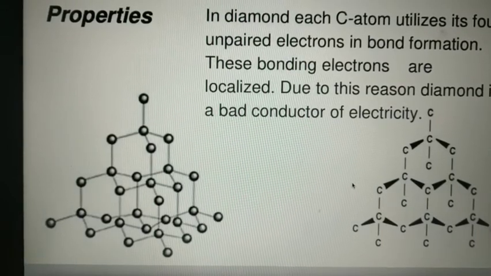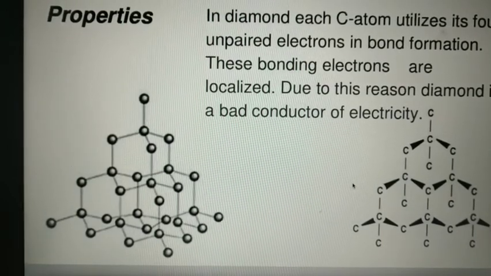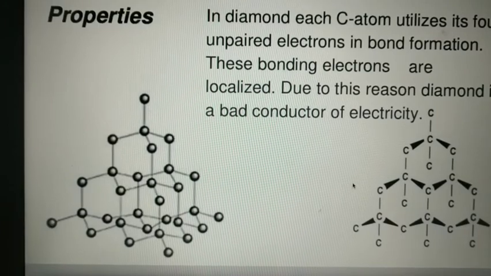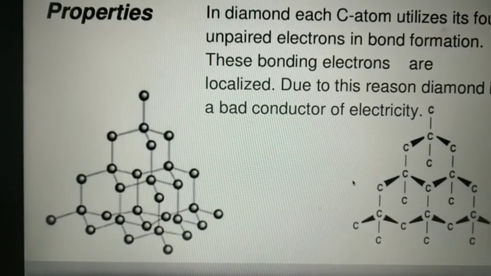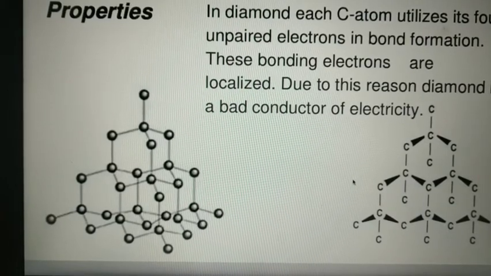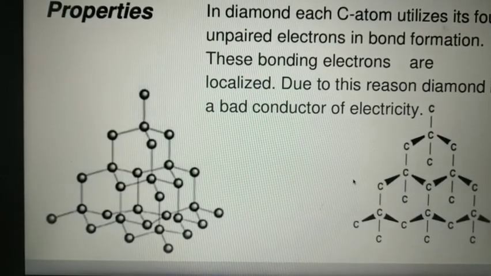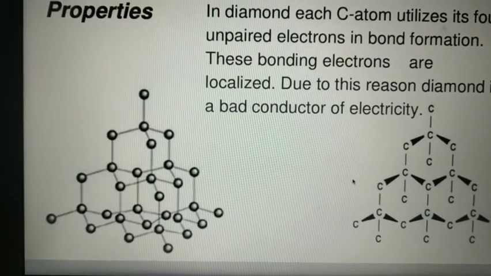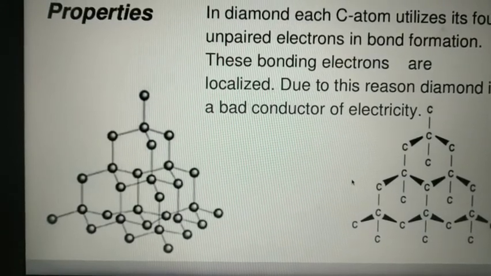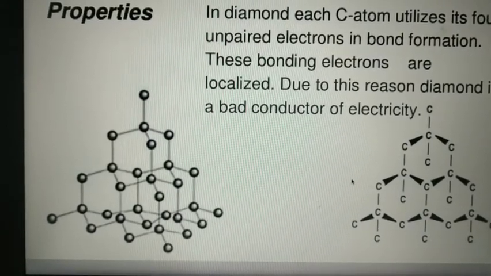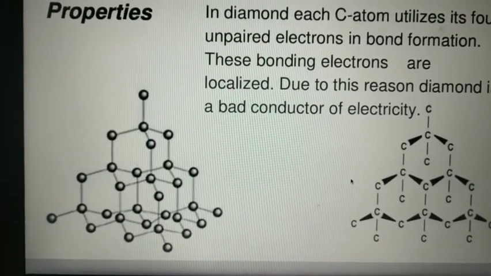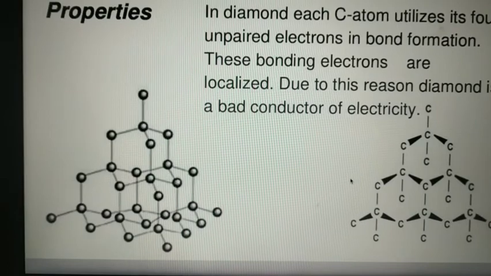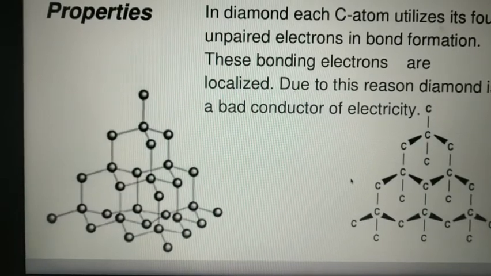Now, hardness, you know that it is the hardest natural substance known. Density, it has high density. Diamond is a non-conductor of electricity. As you know that it is a form of carbon. Carbon is a non-metal and non-metals are generally non-conductor of electricity. Diamond is a non-conductor of electricity. That is, electricity cannot pass through a diamond.